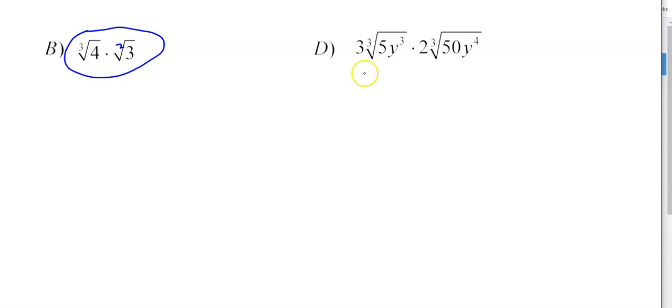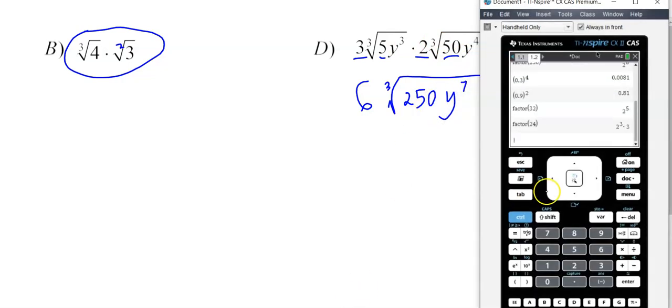This one, let's just see what happens here. So I'm going to multiply the 3 times 2 on the outside. So that's 6 times the cube root of, let's simplify inside. So 5 times 50 is 250. Y to the third times y to the fourth is y to the seventh. So with 250, let's see what the prime factorization is. So 2, 3, 250.